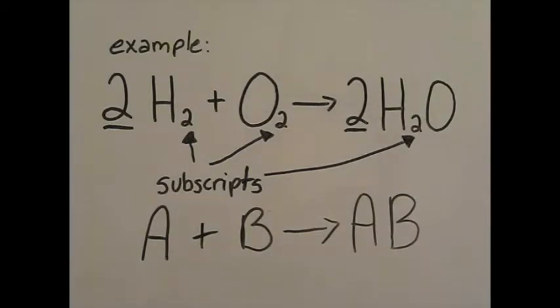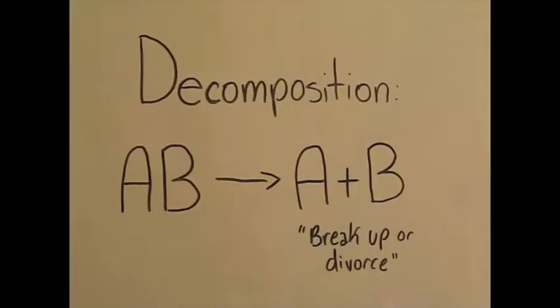Here is a real-life example. 2H2 plus O2 yields 2H2O. The little numbers next to the H and the O are called subscripts. That is how many of each element are in the problem. The H2 acts as an A, plus the O2, which is B, yields to make AB, or H2O in this problem. Now let's look at a decomposition reaction.